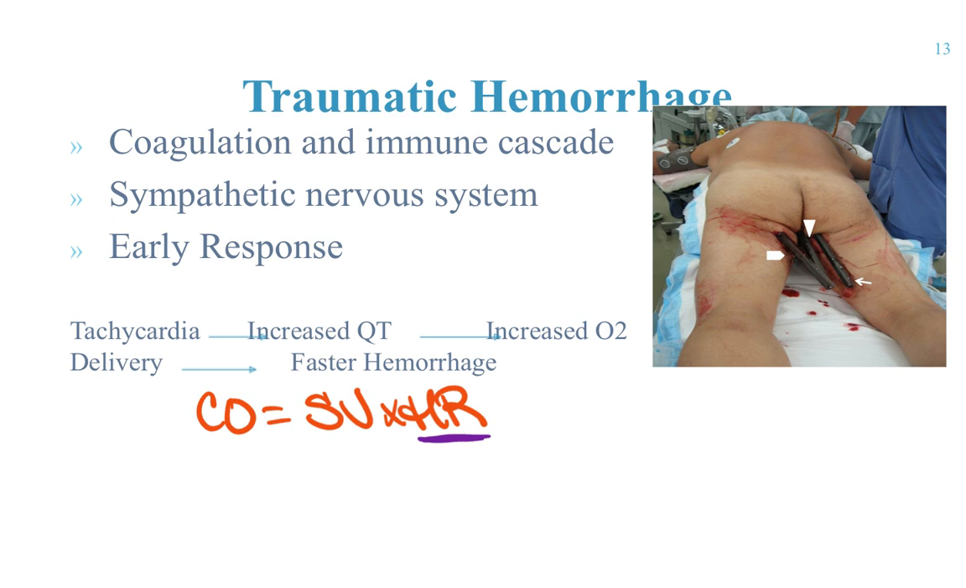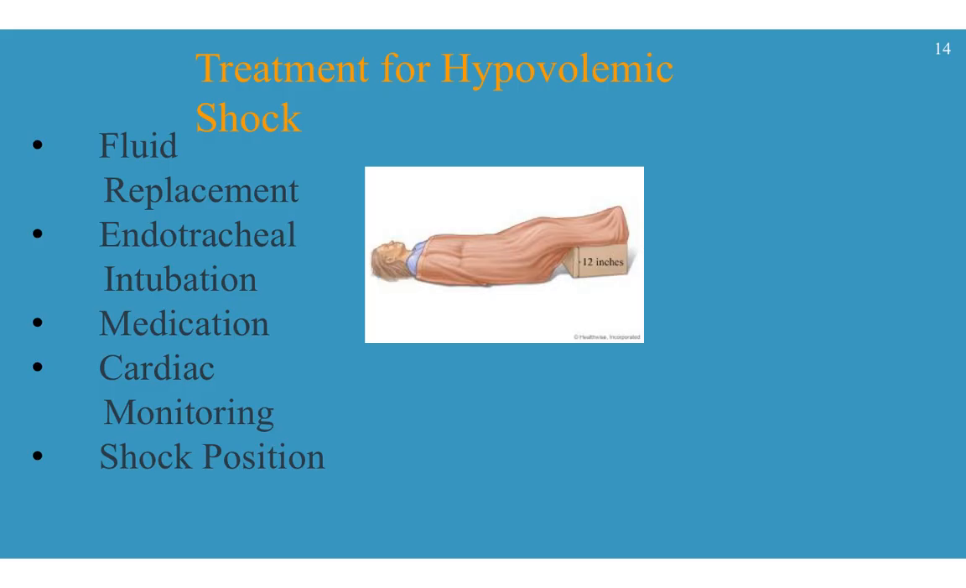Okay, the case in this picture here would be an example of a traumatic hemorrhage. This is a construction worker, and he fell off a third-story building and landed on rebar. He lost a kidney, had bowel perforation, but he did end up surviving.